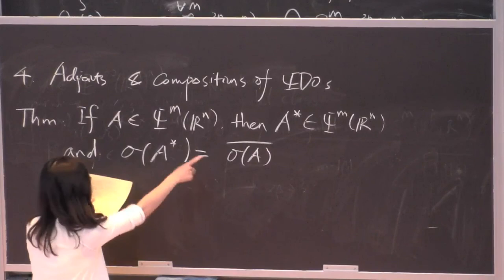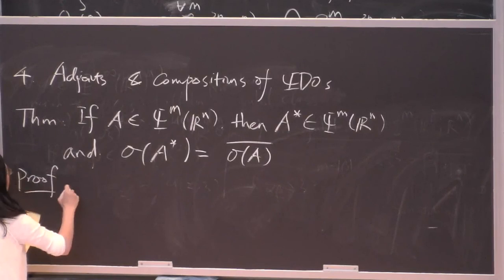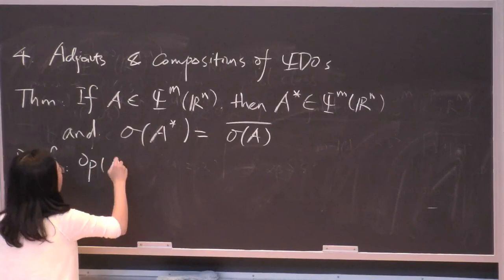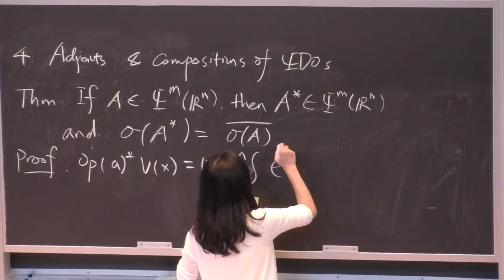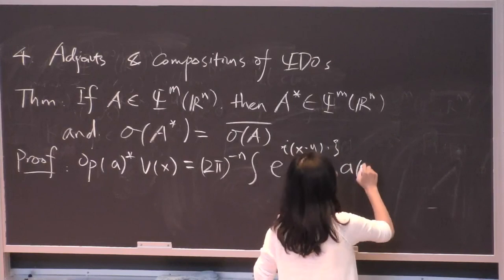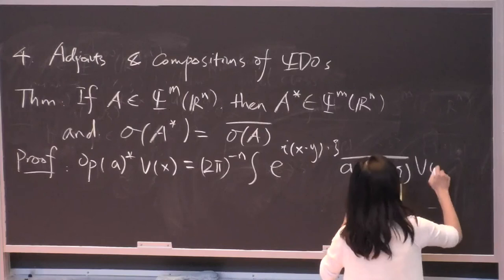And the proof, again, is just by the following write-up. So I'm just writing out everything. So Op A star applied to v(x) is going to be equal to (2 pi)^{-n} integral of e^{i(x-y)·psi} A(y, x, psi) bar v(y) dy d psi. Okay, so that's all about it.